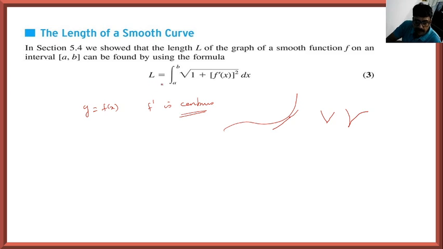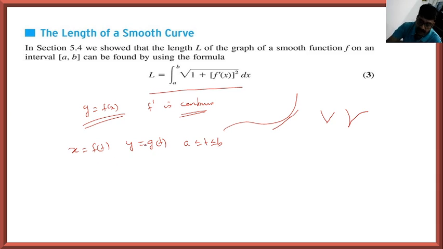Already we are familiar with finding the length of a curve between two points A and B if the curve is given in the Cartesian form. It is given by the formula L is equal to integral a to b root of 1 plus f dash x the whole square dx. Here we discuss if the curve is given in the parametric form, x is equal to f of t, y is equal to g of t, where a is less than or equal to t less than or equal to b, how do we find the length of the curve?